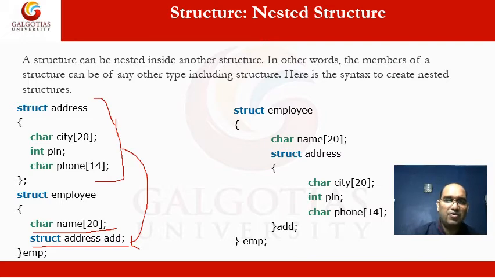The other way of doing the same thing is, suppose you have the struct employee, the same as before, with name as a character type array. Then, in spite of writing struct address add, we can define one more structure here, of the same type. So you can use either this method or this method. Both methods give the same result.